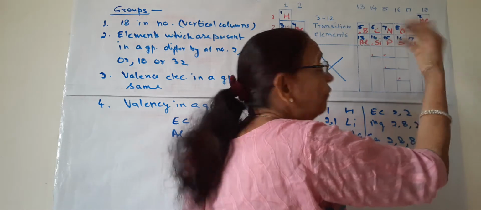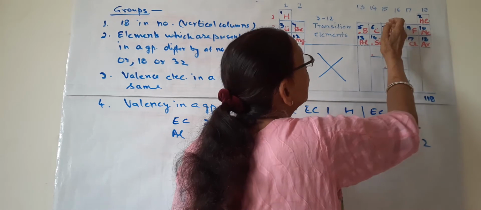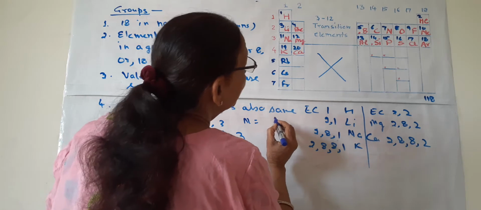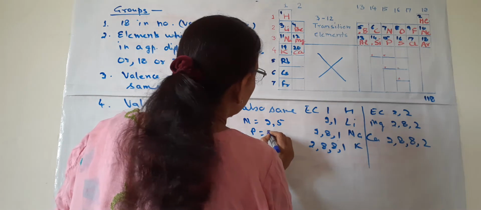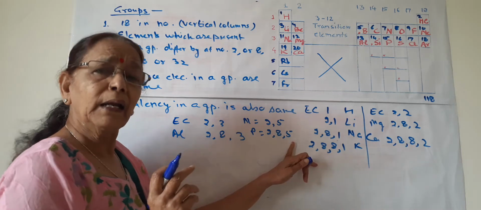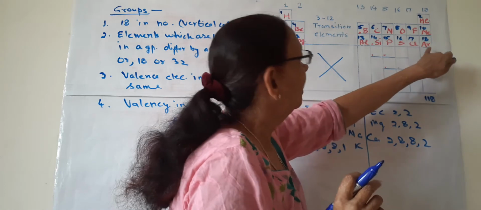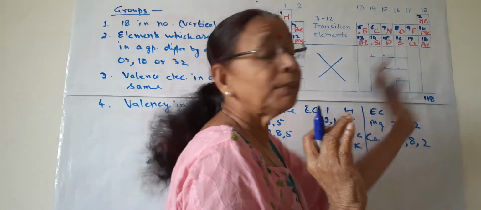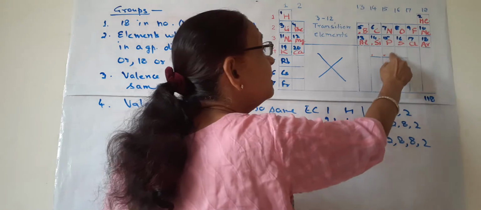But as we go further, for nitrogen, oxygen, fluorine, neon, first I am making the EC of nitrogen. The EC of nitrogen is 2, 5. The EC of phosphorus is 2, 8, 5. So the valence electrons are 5 in this case. Here the valence electrons are 6, 7 and 8. So the number of valence electrons is the same in all the groups. But from 5 onward, the valency is not 5.